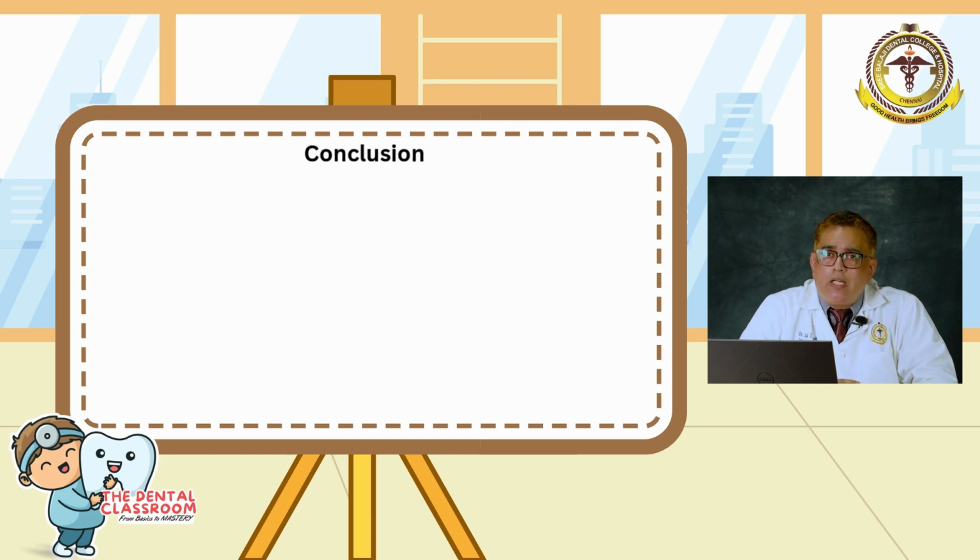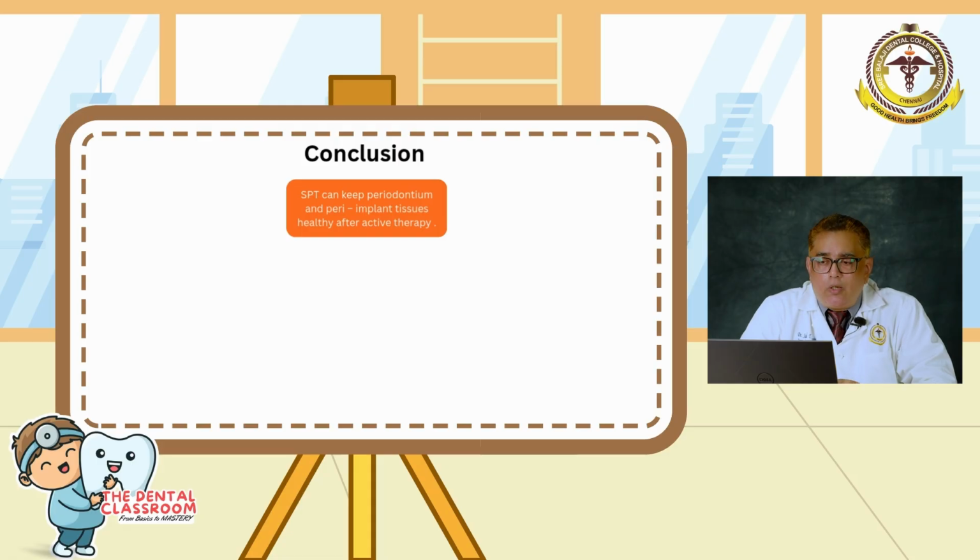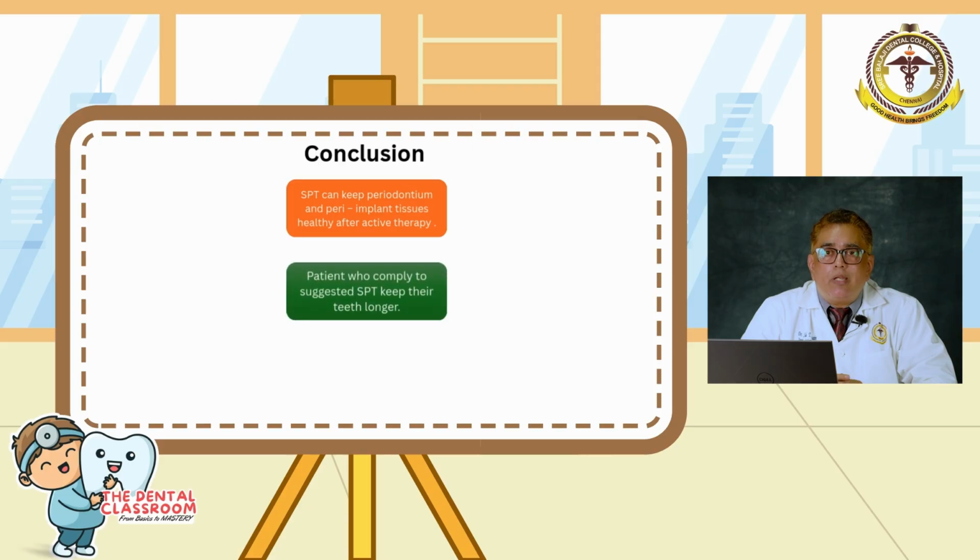With that, I'm coming to the end of my topic, and now I'm going to just brush you up on what I've spoken to you so far about supportive periodontal therapy. And this is what you should understand by now. Supportive periodontal therapy can keep periodontium and peri-implant tissue healthy after active therapy. Patients who comply with suggested supportive periodontal therapy keep their teeth longer. And finally, very important, average supportive periodontal therapy visits should last for 1 hour and should be scheduled every 3 months depending on the patient.